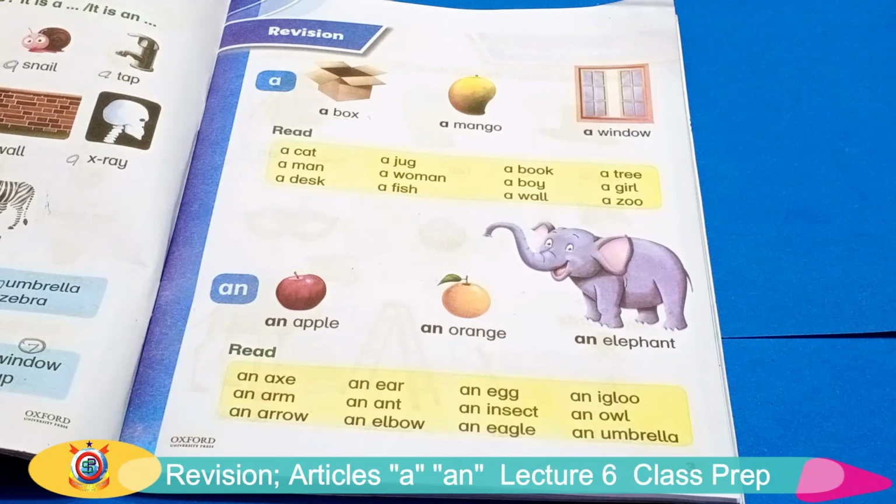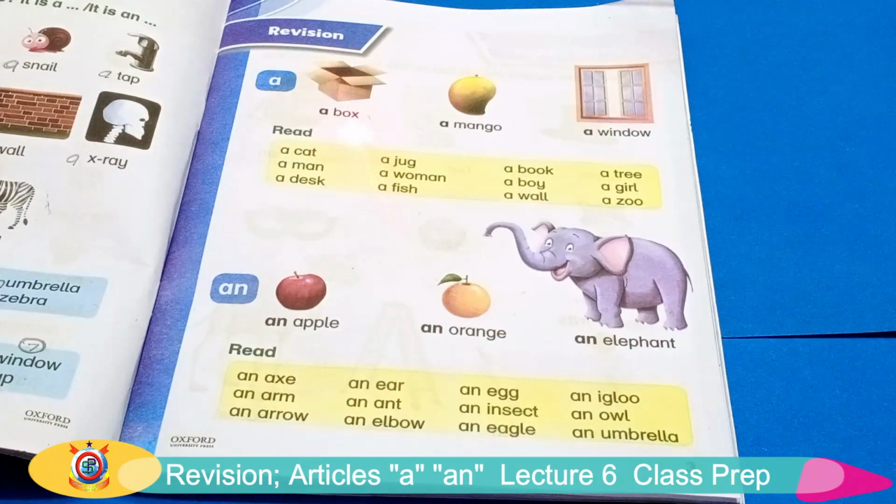Okay, read it with me. Okay, first I will read, then you will follow me. Okay, now come here, look at here. This is a and this is an. You know these two articles. Okay, look at here. Look at this picture. What is this? I think it's a box. Yes, it is a box.